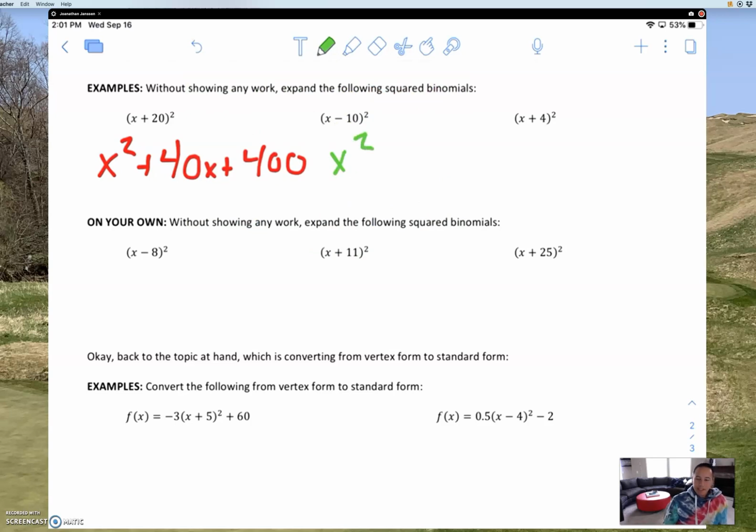If you take a -10 and double it, it's going to be minus 20x. And if you take that -10 and square it, it becomes plus 100. You'll notice that this last term is always going to be positive. This middle term depends on whatever sign was given in the initial binomial.